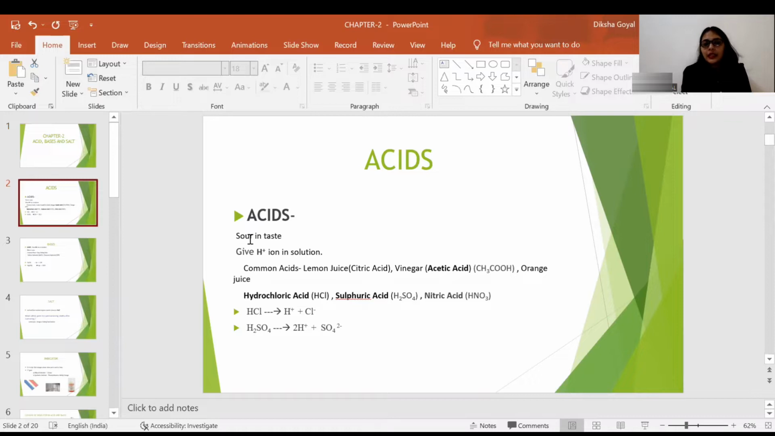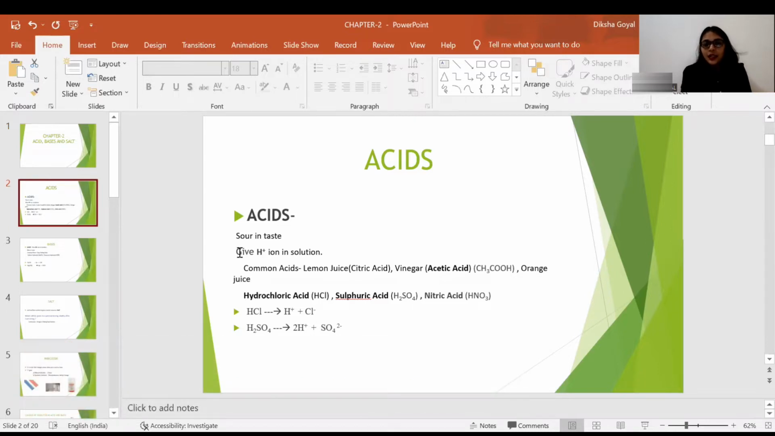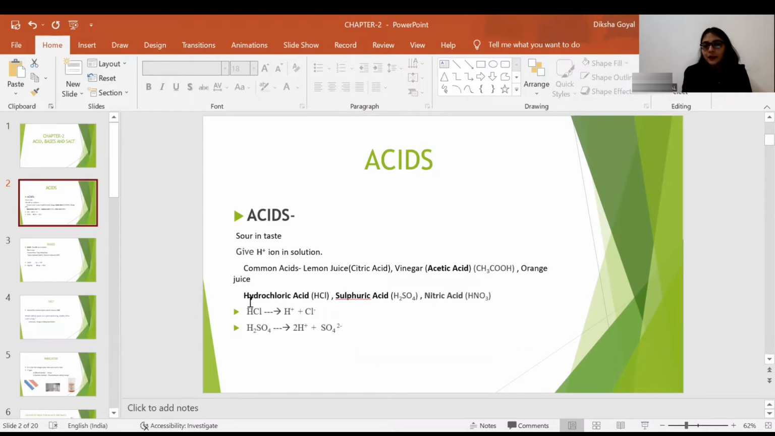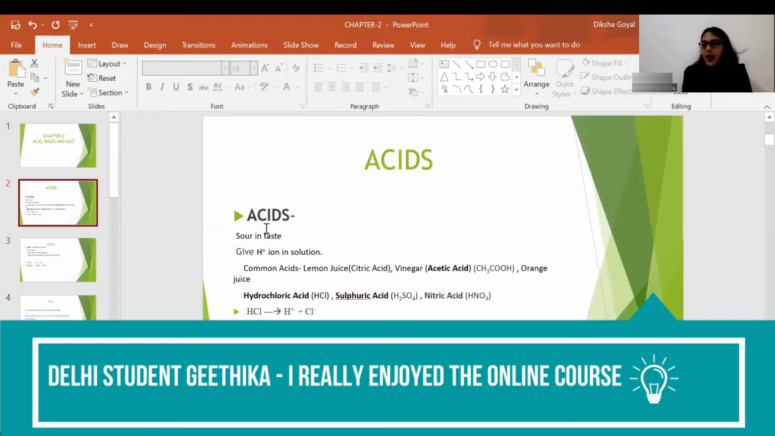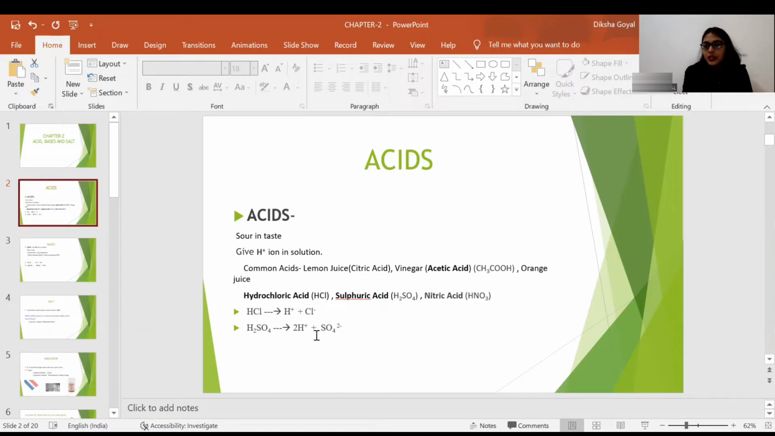Substances which are sour in taste are known as acids, but not all sour substances are acids, of course. Another thing, they give H+ ions in the solution. For example, here you can see this is HCl. It is giving you H+ and Cl-. Because it is giving this H+ ion in the solution, it is called an acid, right? Another example, sulfuric acid. It is giving H+ ions and sulfate ions. So those substances which give H+ ions in the solution and are sour in taste are known as acids, fine?